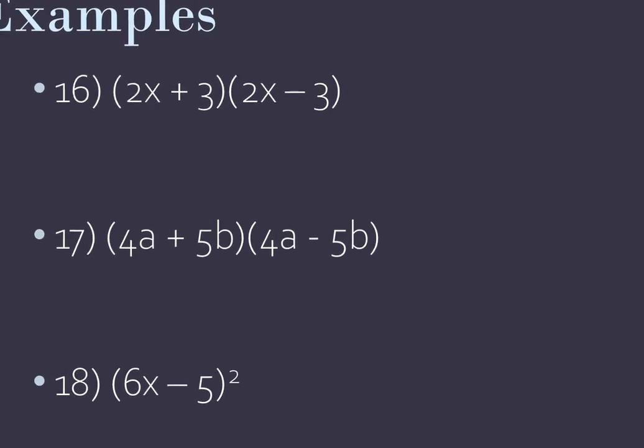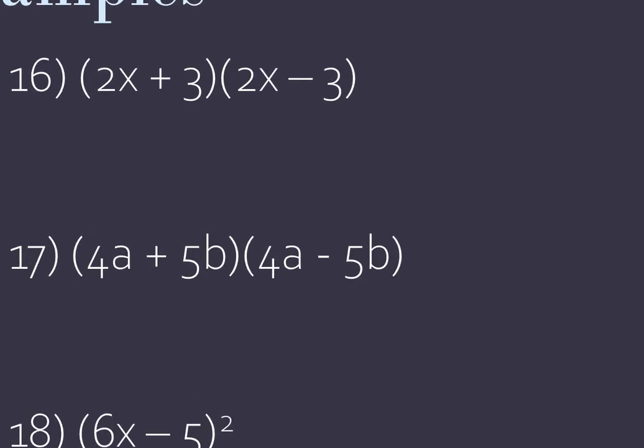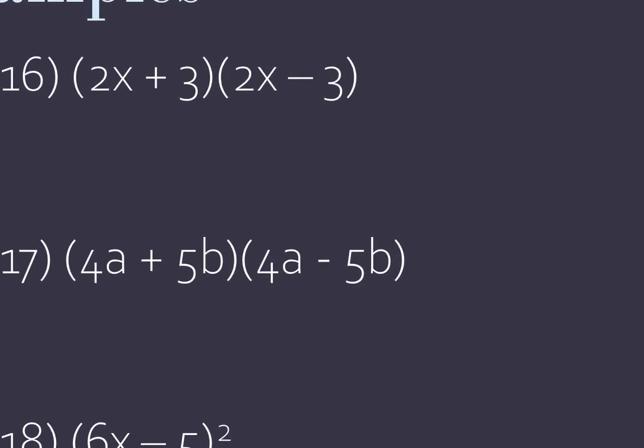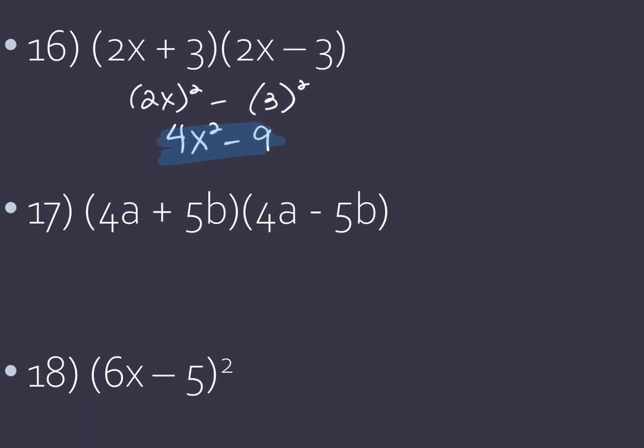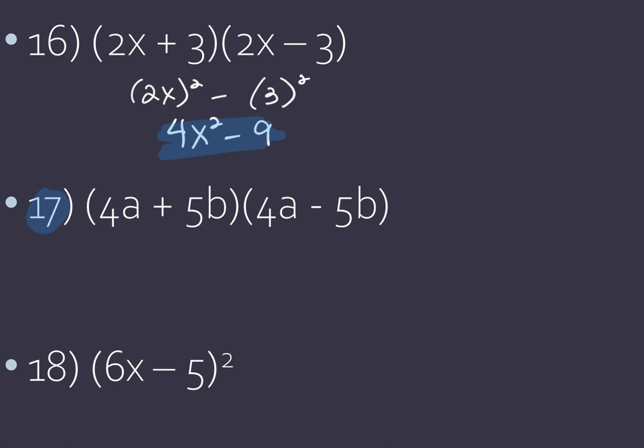So I'm going to go to 16 first. Which of those special products is this? The first one. They are the same terms. One's a plus, one's a minus. So I square the first term, I square the second term, and I put a minus between them. 2x squared is 4x squared. 9 is the result of 3 squared, and I put a minus between them. We'll go back to 17 on Monday.